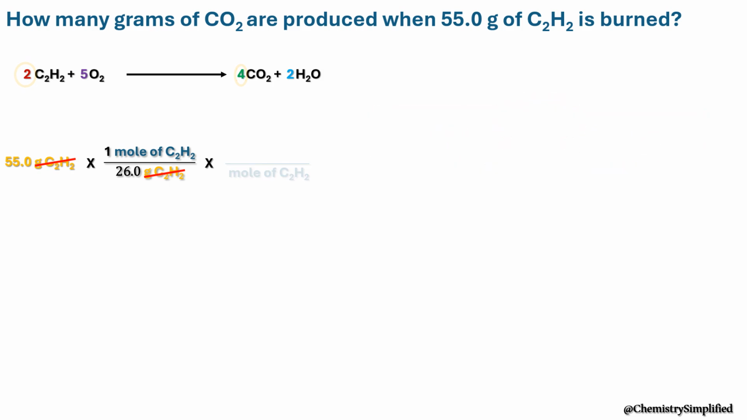So 2 moles of ethane goes on the bottom, and 4 moles of carbon dioxide will go on the top. We cross out the moles of ethane. We're still not done yet because we're looking for grams. So moles of carbon dioxide is in the numerator. We need to have it in the denominator as well, so we can cross it out.